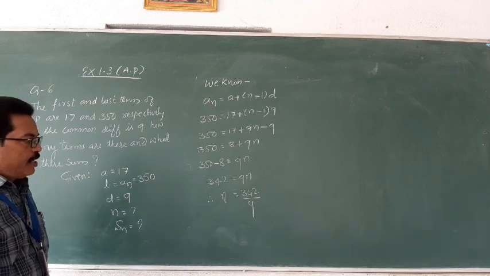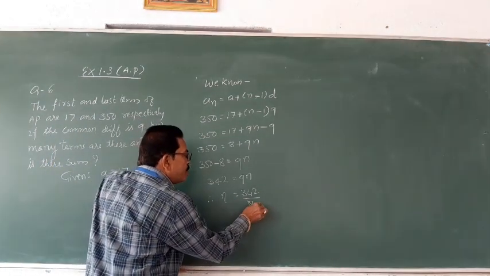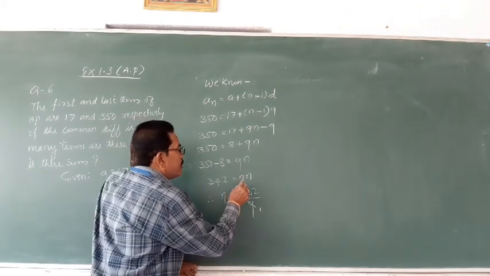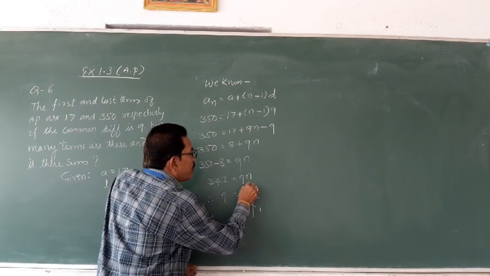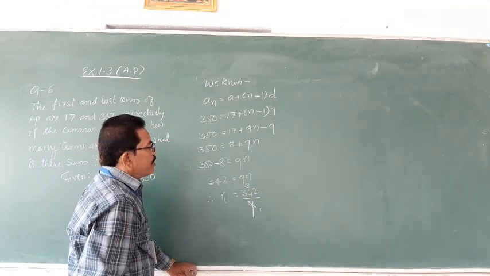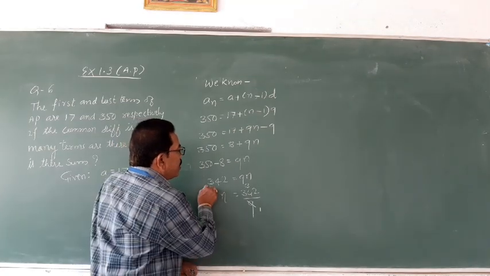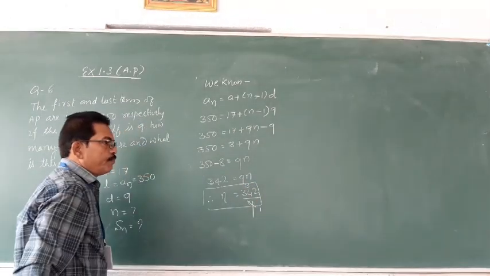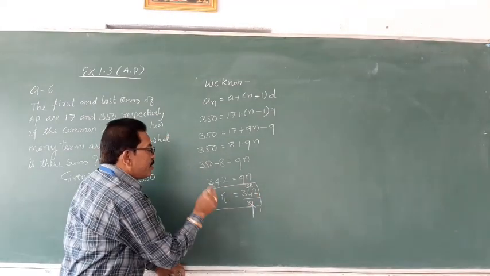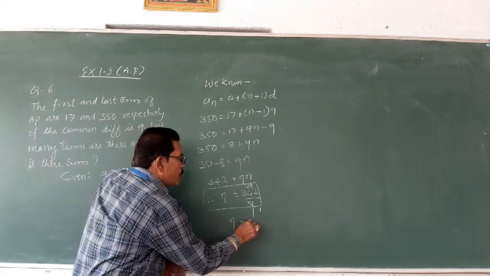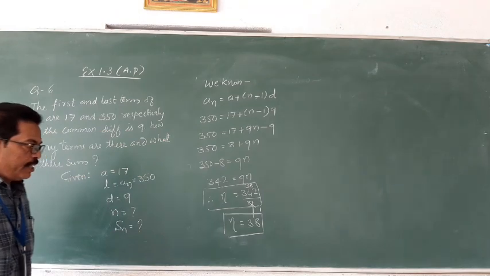Then you have to find the n. 9 ones are 9, 9 threes are 27, then 9 eights are 72. So n equals 38. N equals 38.